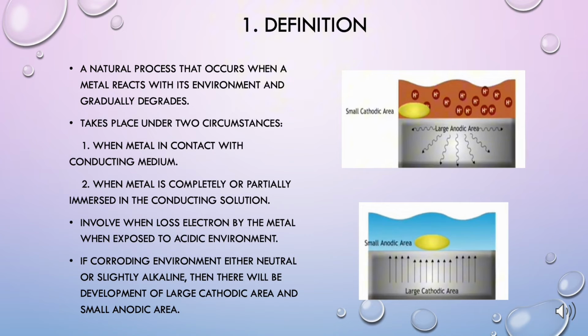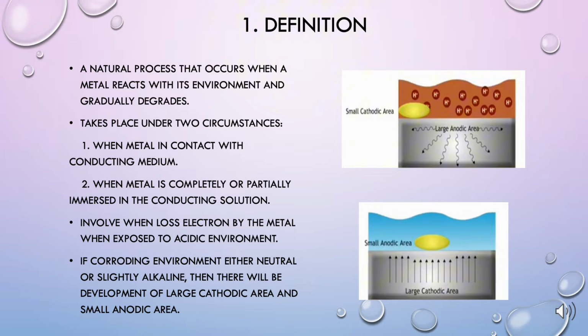Electrochemical corrosion takes place under two circumstances: when a metal is in contact with a conducting medium, or when a metal is completely or partially immersed in the corroding solution. The first step involves the loss of electrons by the metal due to dissolution in the corroding medium. If the metal is exposed to an acidic environment and is above hydrogen in the electrochemical series, it develops a large anodic area and a small cathodic area. So, liberated electrons are consumed by hydrogen ions in the cathodic reaction and hydrogen gas is evolved.